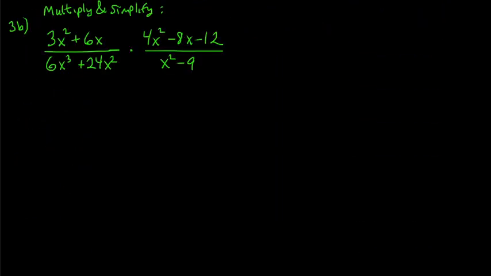Part B. Okay, 3b. Multiply and simplify. We've got 3x squared plus 6. Oh, wait a minute. Typo. Let me fix this. Okay. So yeah, the first numerator here is 3x squared plus 12x, not 6x. I don't know what happened there. Over 6x cubed plus 24x squared. Times, the second fraction is 4x squared minus 8x minus 12 over x squared minus 9.